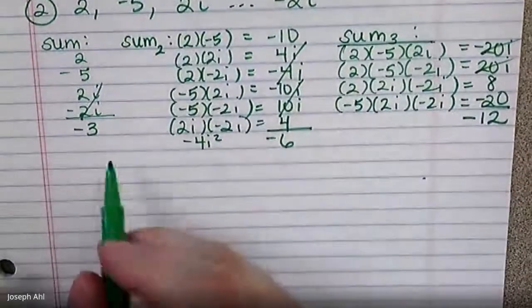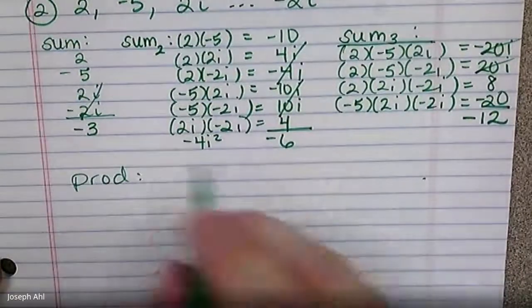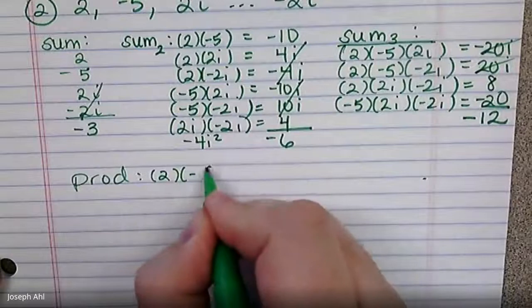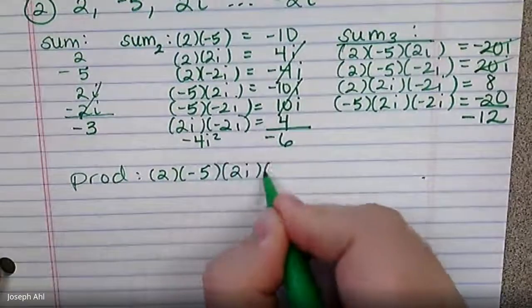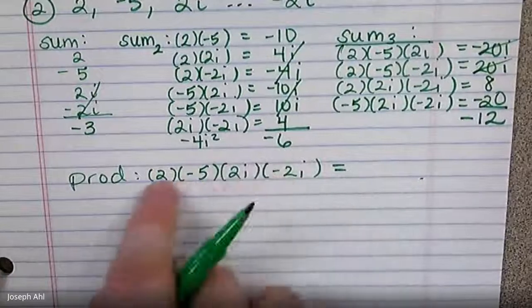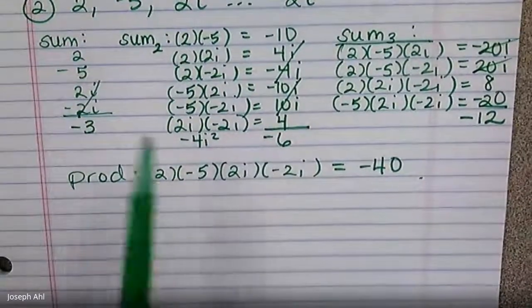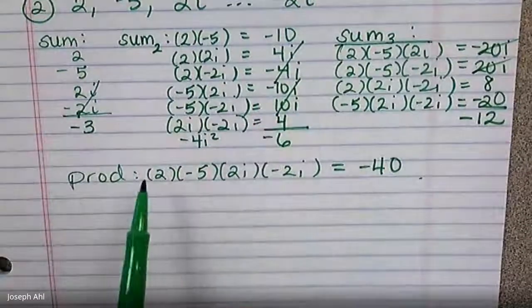We're almost there. We need the product. The product is all of them at once. 2, negative 5, 2i, and negative 2i. Hey, we already know that's 4. 4 times this, which is negative 10, is negative 40. Sum 2, sum 3. Product.